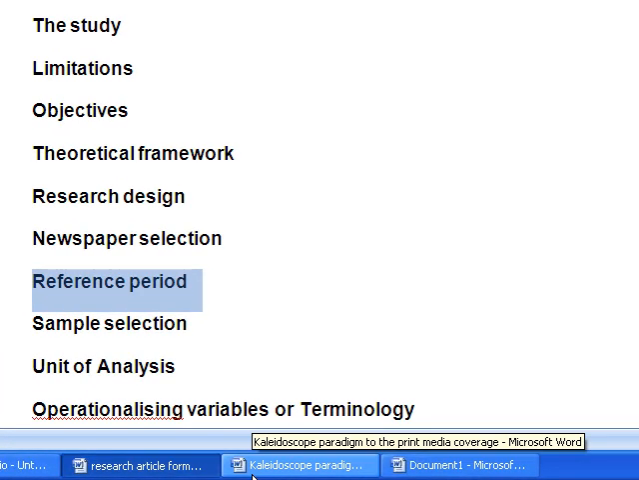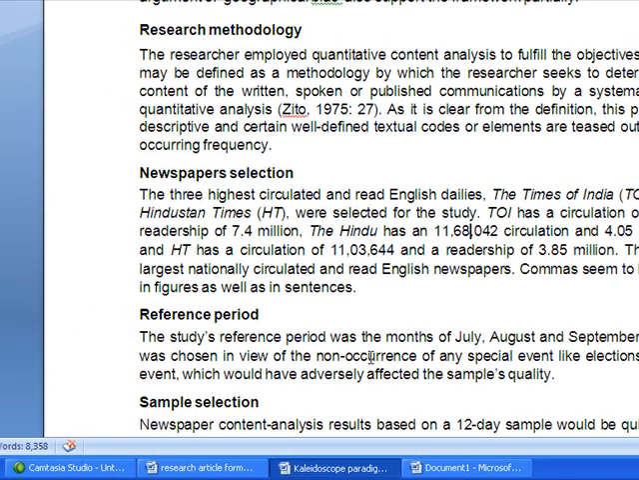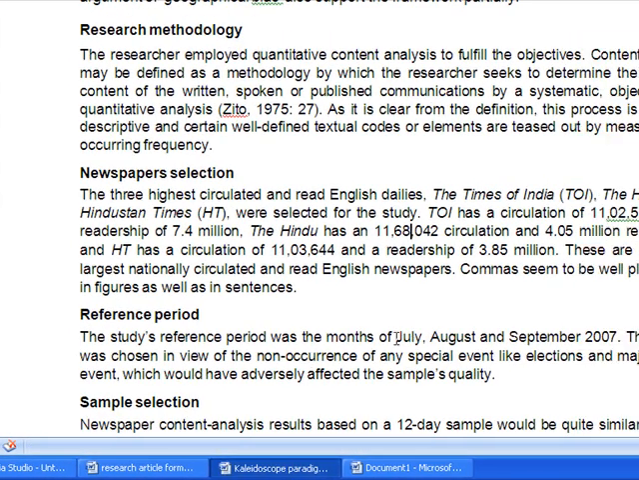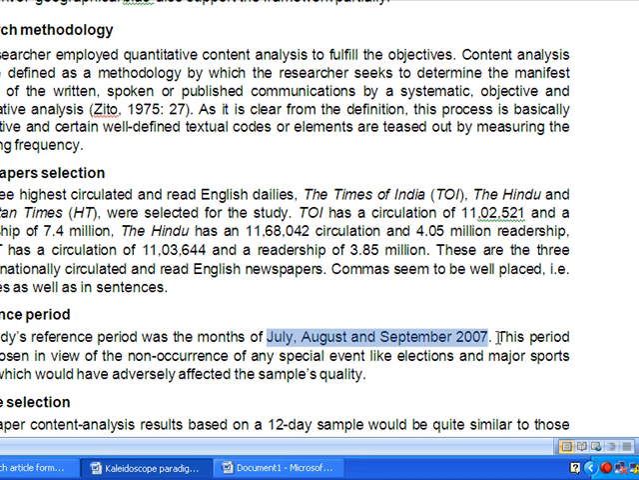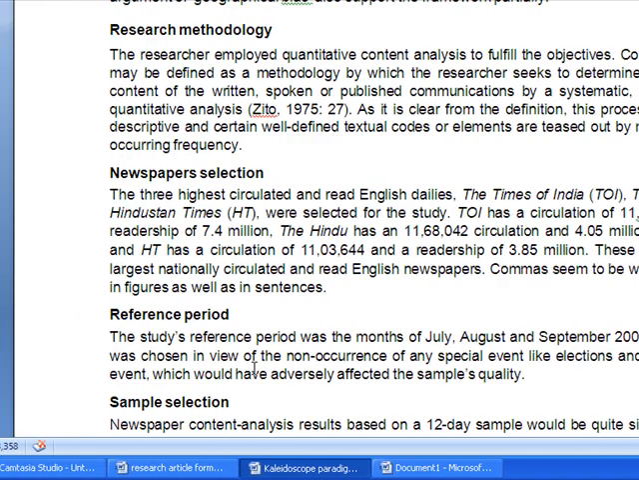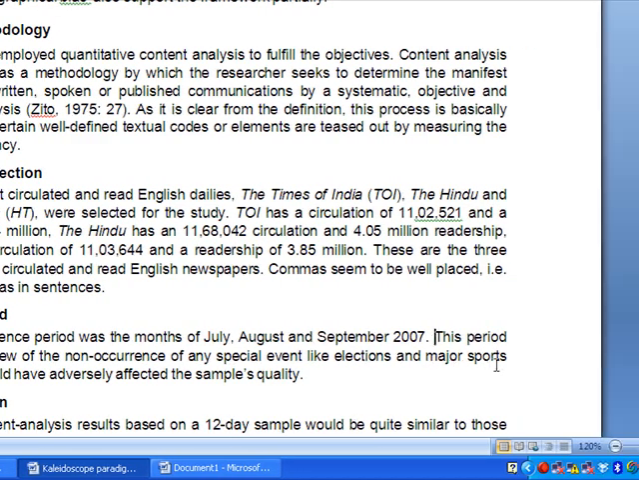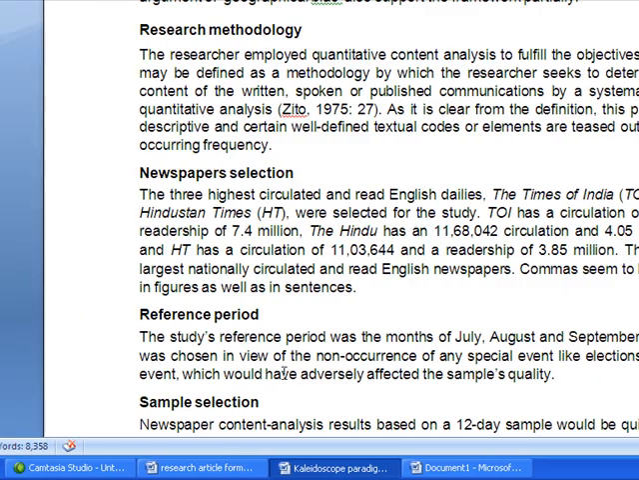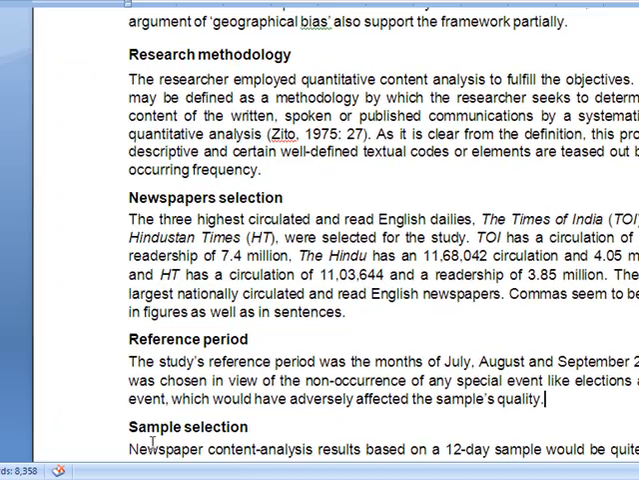Then comes the reference period. The reference period is the study period, the data collection period, like it was July, August and September 2007, and you have to justify this period, why you chose it. So you can say this period was chosen in view of the non-occurrence of any special event like elections and major sports events, which would have adversely affected the sample's quality. You have to support your rationale.